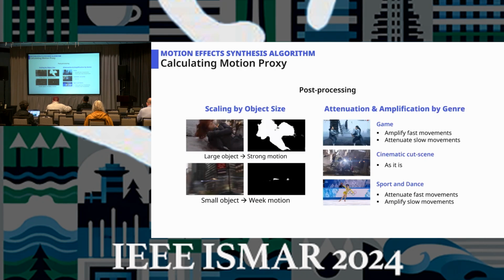Then, we applied post-processing to the motion proxy. First, the intensity of the motion effect was adjusted to emphasize the object size, and dynamics were attenuated or amplified depending on the genre. For example, in the case of games, fast movements were amplified and slow movements were attenuated to emphasize dynamics. On the other hand, in the case of sports and dance, small movements were amplified and fast movements were attenuated to express detailed movements well.